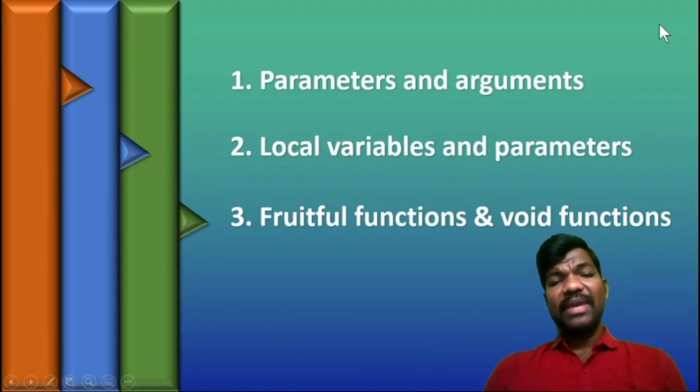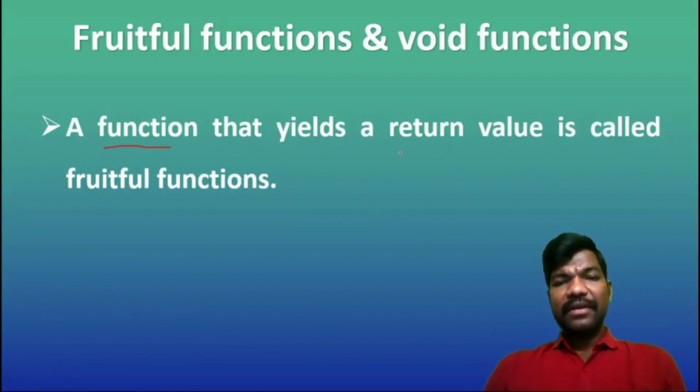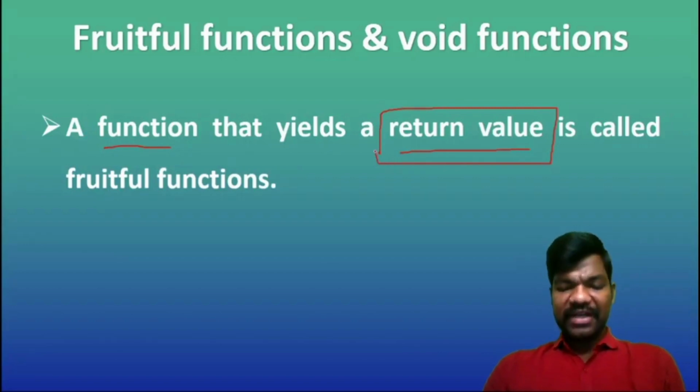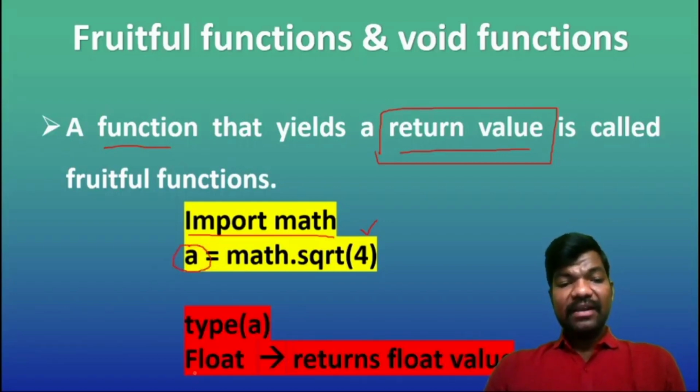Now coming to the last topic, fruitful functions and void functions. Suppose consider one function that returns a value. This function is returning some value, and that is called a fruitful function. In this example, you are importing the math module and finding the square root of 4. Here you are assigning the value to a. The type of a is float. It returns a float value.